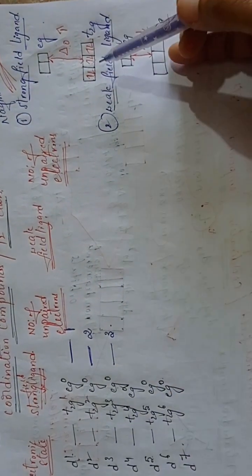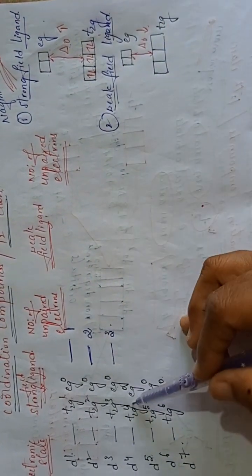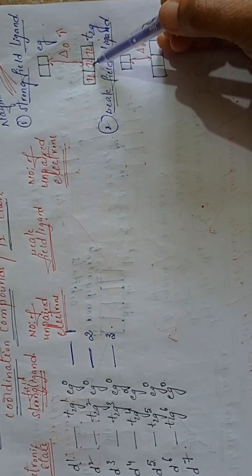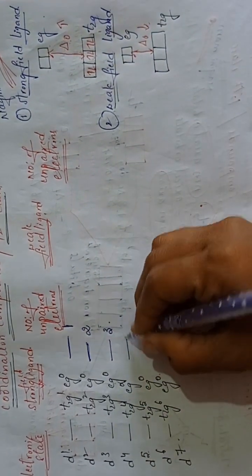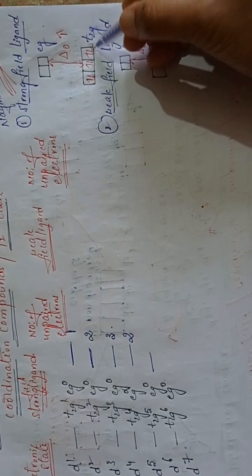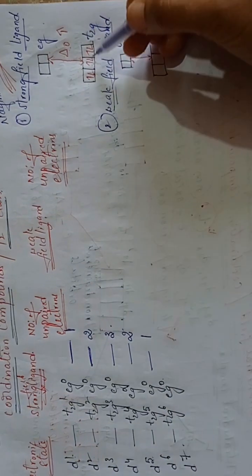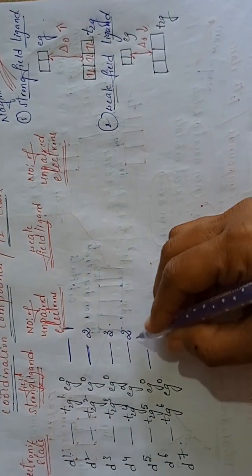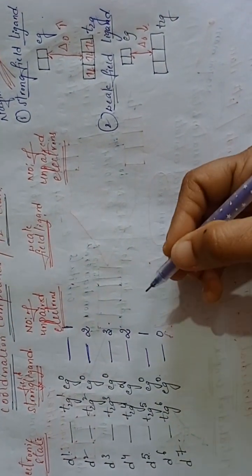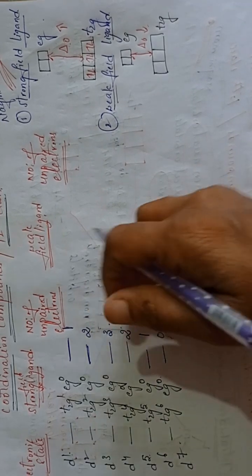From T2G4, what happened? Electrons paired. In T2G4, the electron here is paired, and these two are unpaired now. So total 2 unpaired electrons. In T2G5, the fifth electron entered, so one unpaired electron is there. So 1. Now coming to T2G6, Eg 0. In T2G6 all are paired, no unpaired electrons. So this is 0. Are you understanding, clear?